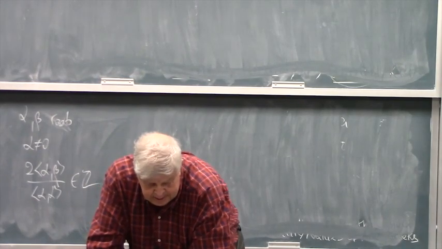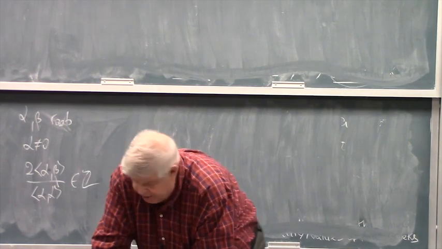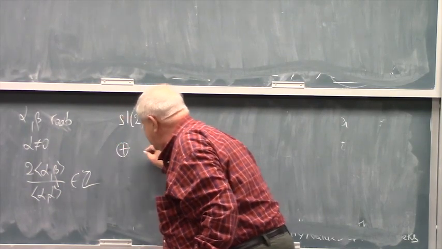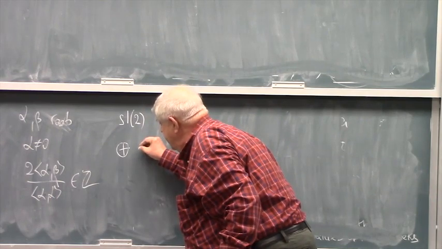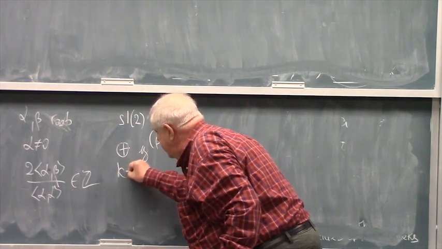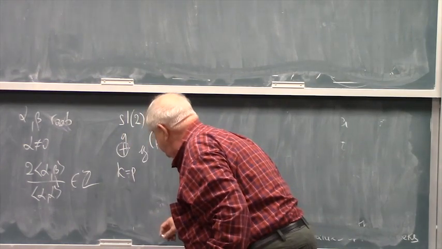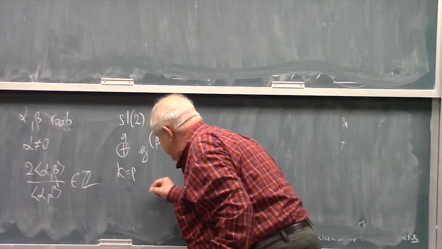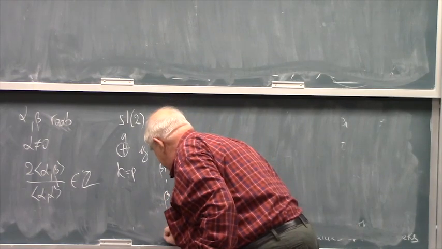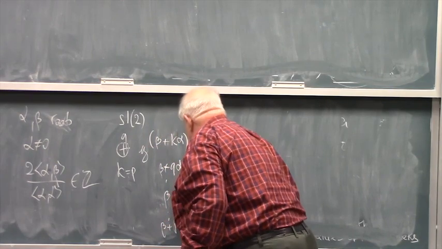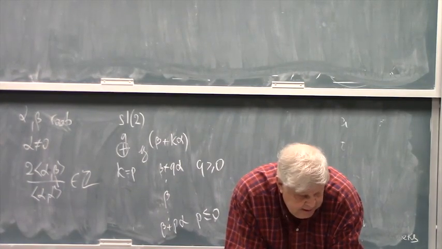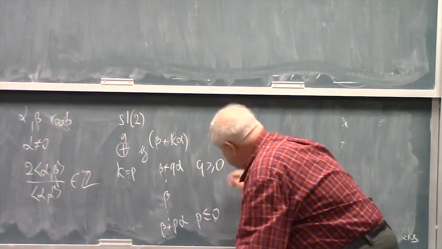Moreover, this integer actually has the following meaning. There is an action of SL2 in the space, the sum, so this space becomes the sum of G beta plus K alpha, where K is from P to Q. These are beta plus Q alpha, and so on, down to beta plus P alpha, where P is less than or equal to 0, Q is non-negative, and these are roots. They form a series of roots.